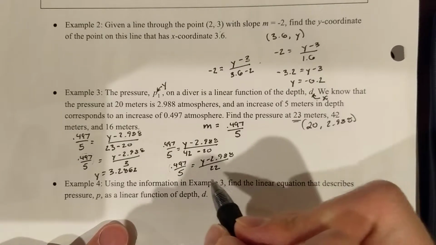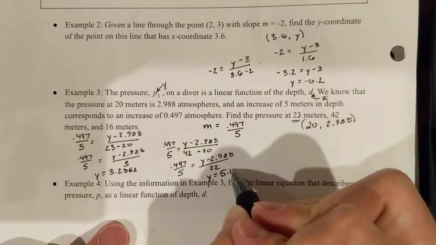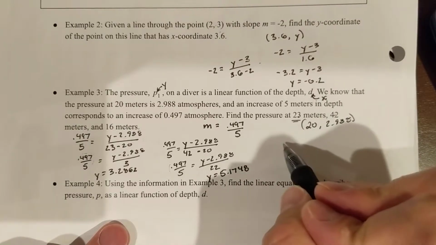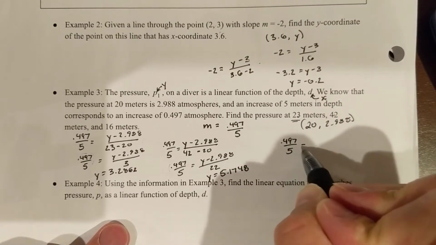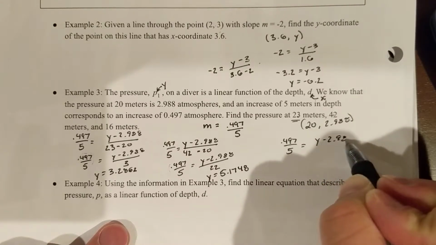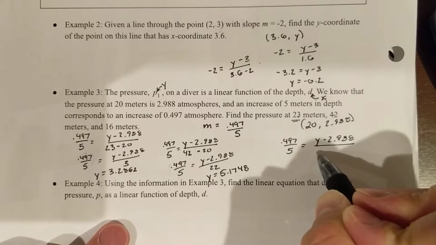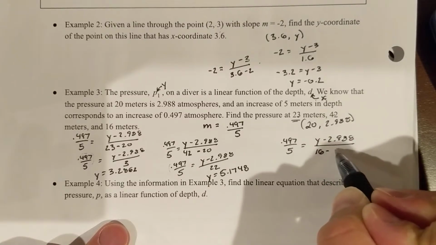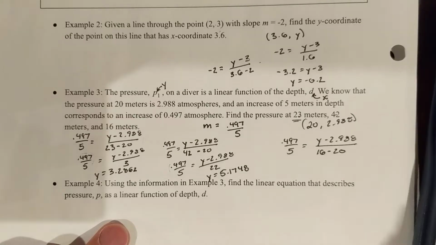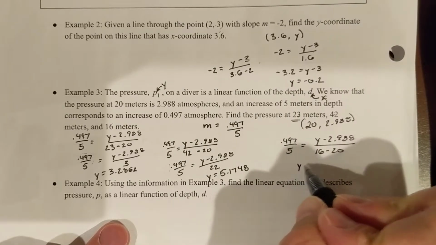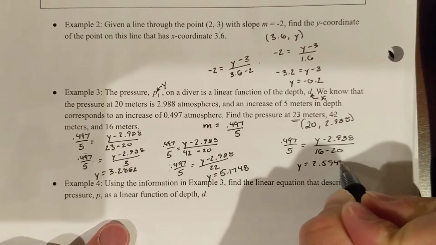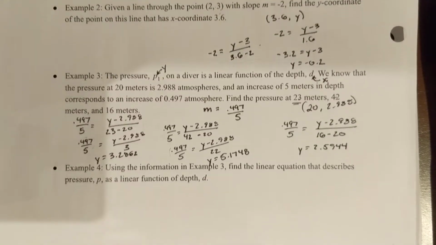Right. So for this one, the y value is 5.1748. And then for the last one, 0.497 over 5 is equal to y minus 2.988 over, where am I? 16 meters. 16 minus 20. So 0.497 divided by 5 times, that's negative 4, times negative 4 plus 2.988. So for this one, y is 2.5944. And those are all your answers to that.